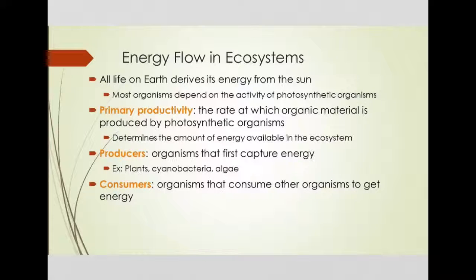In this video I'm going to talk about energy flow in ecosystems. All life on Earth obviously derives its energy ultimately from the sun. Most organisms depend on the activity of photosynthetic organisms to get that energy. Primary productivity is the rate at which organic material is produced by photosynthetic organisms.